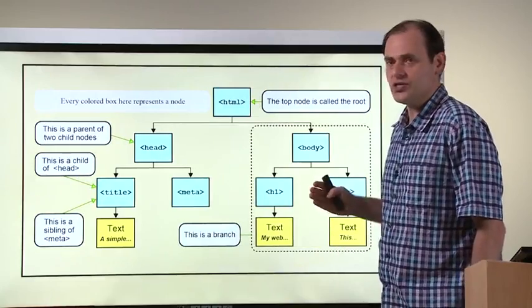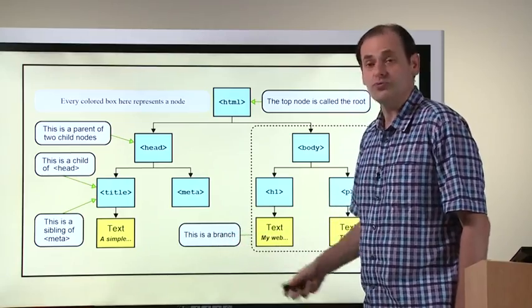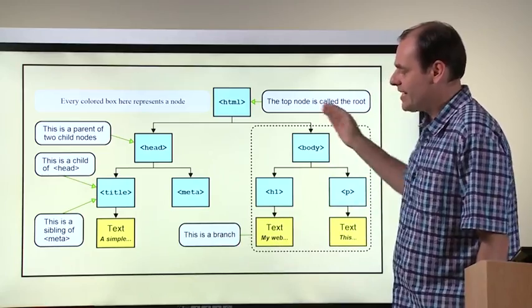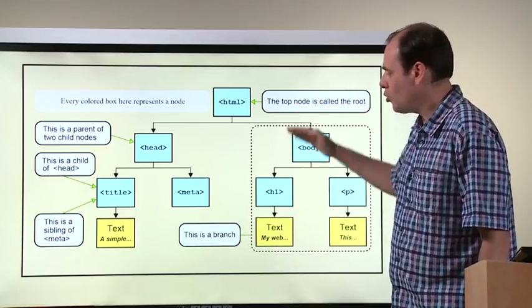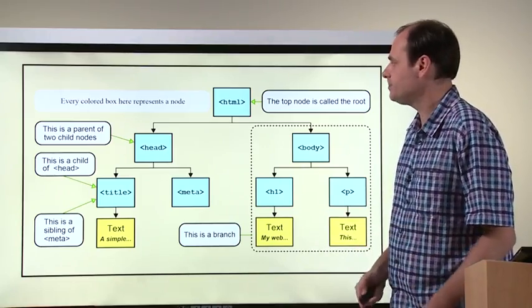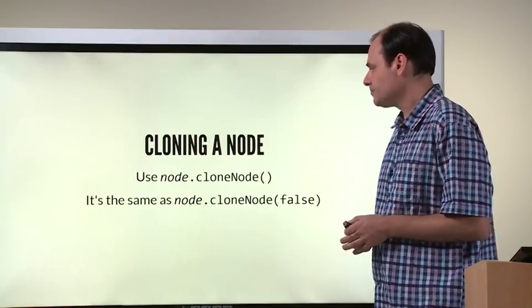Just to remind ourselves of one of the words that we've used, and that is the word branch, particularly. You've seen this slide before, and that's basically meaning a whole area, a whole branch of nodes all together. We'll use that word a bit later. So let's do some cloning, some copying.